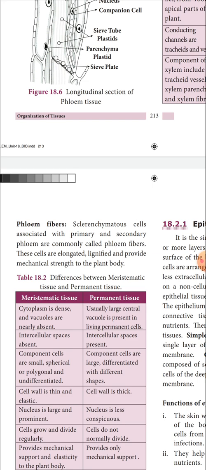Phloem parenchyma are also living cells. They store the food material. That's all. Phloem fibers are sclerenchymatous cells associated with the primary and secondary phloem. These are elongated, lignified, and provide mechanical support to the plant body.